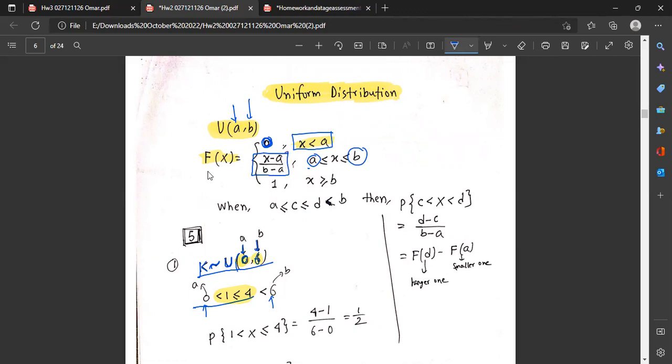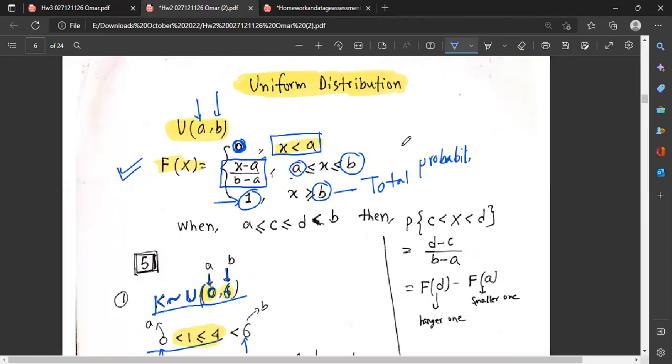I will show you the example. This is just the formula of the uniform distribution. And when X is greater than B, then the value will be 1. Why is it 1? Because then it will be the total probability. Okay, total probability. I have to zoom in.